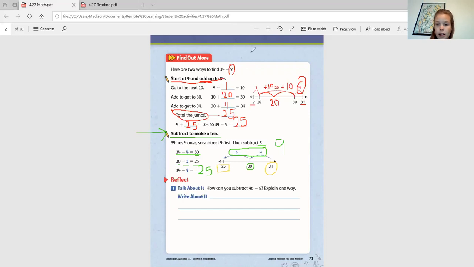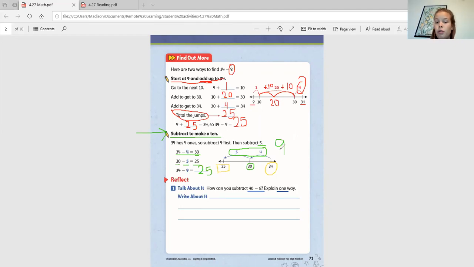All right, now down here at the bottom, it says, how can you subtract 46 minus 8? Explain one way. Now we've just learned 3 ways that you can do it. You can do it using our picture of our tens and units blocks. We can do it adding up, starting from the number we're subtracting, 8, and adding up to 46. Or we can do it by subtracting to make a 10, like we just did.